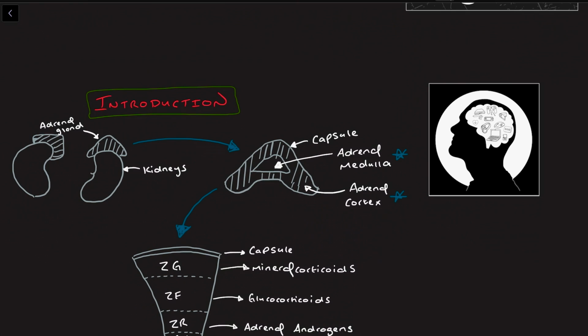Whereas when the adrenal cortex is stimulated, it secretes adrenal steroids. It's composed of three layers in total. So firstly, you've got the outermost layer, which is the zona glomerulosa. This releases mineralocorticoids, for example, aldosterone, which primarily affects the body's regulation of blood pressure. The second layer is the zona fasciculata, which releases glucocorticoids, for example, cortisol, which we will be focusing on today. And then the third layer, you've got the zona reticularis, which secretes adrenal androgens.